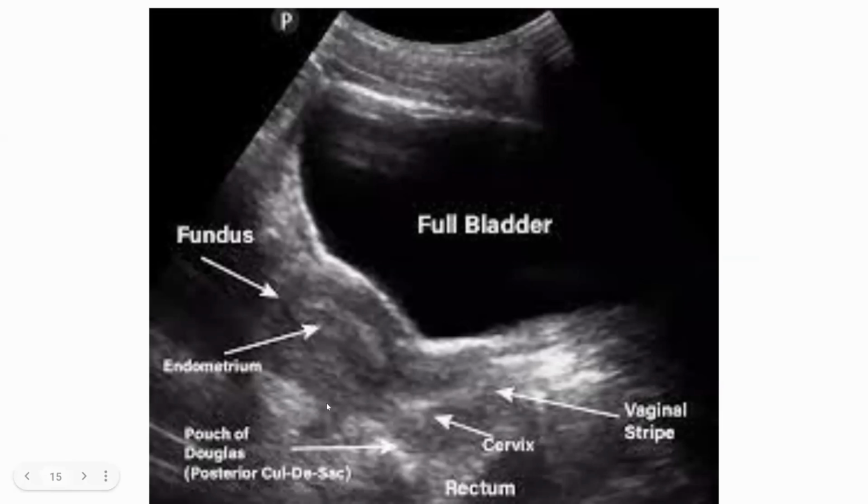One pitfall when looking for free fluid is that the depth is not set high enough. I know we're always telling everyone to reduce the depth to get better detail, but frequently, especially on FAST exams and OB exams, we need to see the back of the uterus and just what's behind it to really evaluate fully for intraperitoneal fluid.